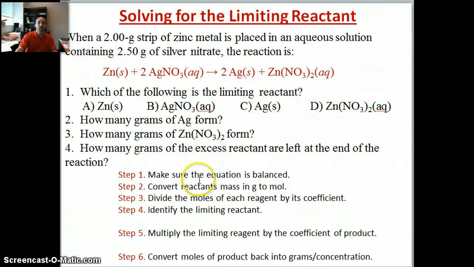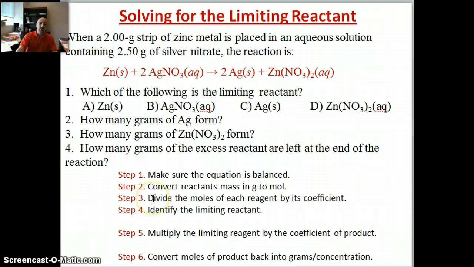If we go through the series of steps that I've identified here, we can solve this problem. Step 1 is to make sure the equation is balanced. We can check that, and it is. Secondly, convert the reactant's mass in grams to moles. We can't compare grams to grams; we have to compare moles to moles. So we're starting with 2 grams of zinc and 2.5 grams of silver nitrate, and we can convert both of these to moles of zinc and silver nitrate.